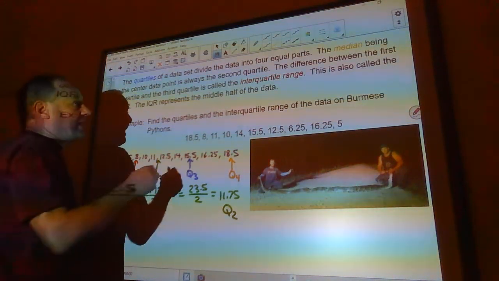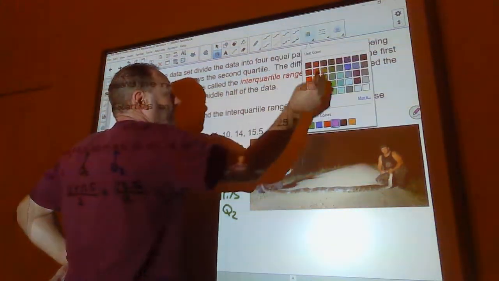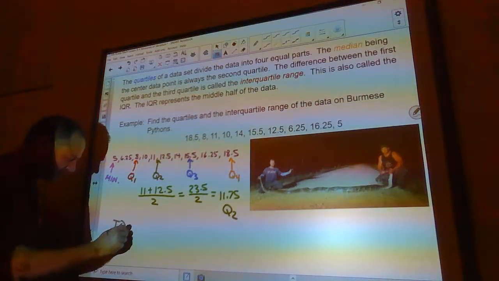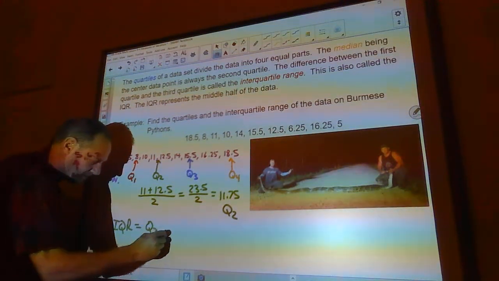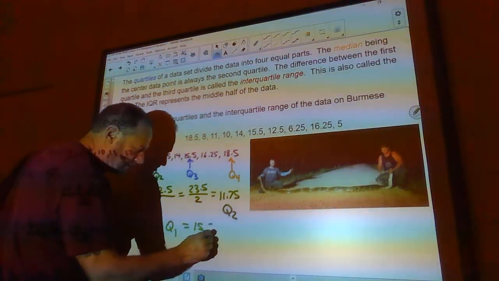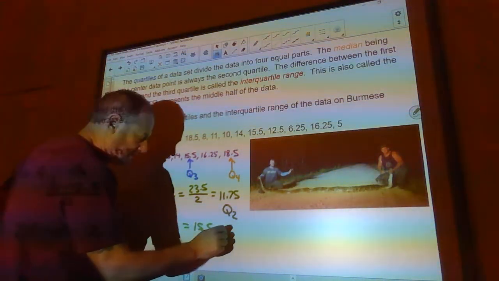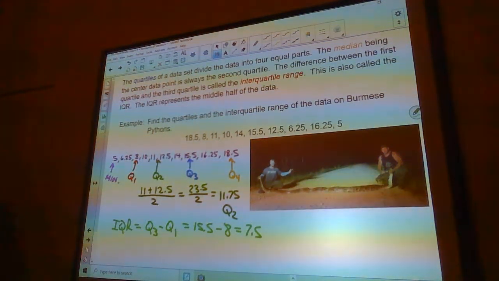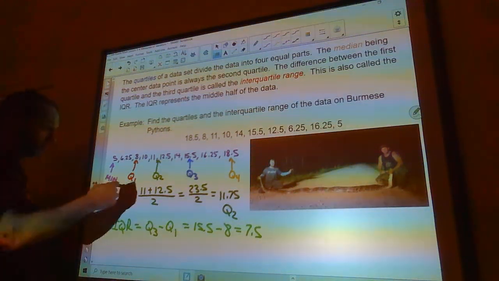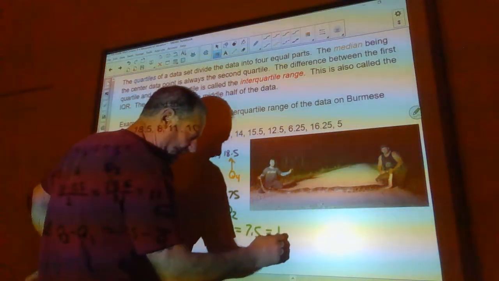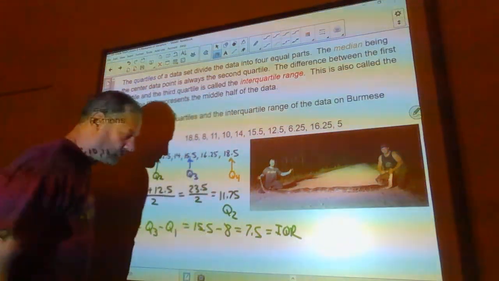And then the interquartile range. Remember, the interquartile range is always Q3 minus Q1. So that's going to be 15.5 minus 8, which is 7.5. So there we go. We found all the quartiles, and we found the interquartile range right there, which, by the way, remember is called the IQR, interquartile range.